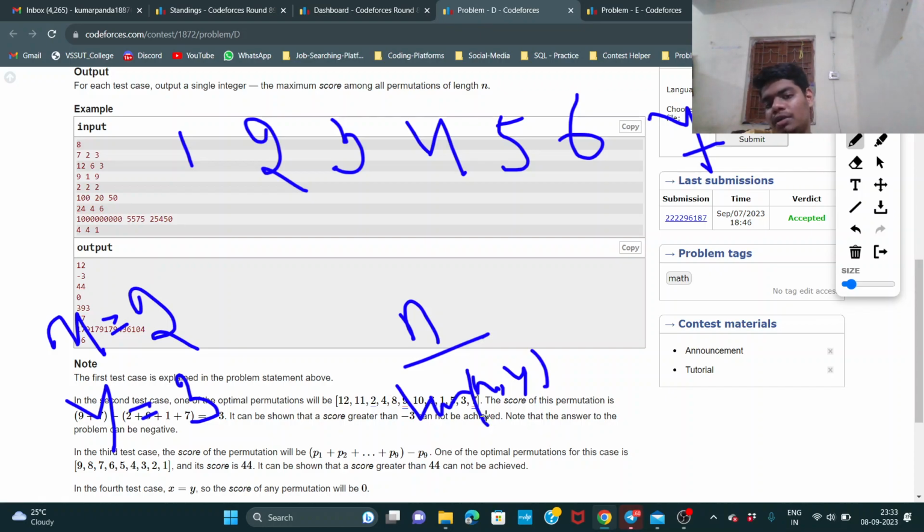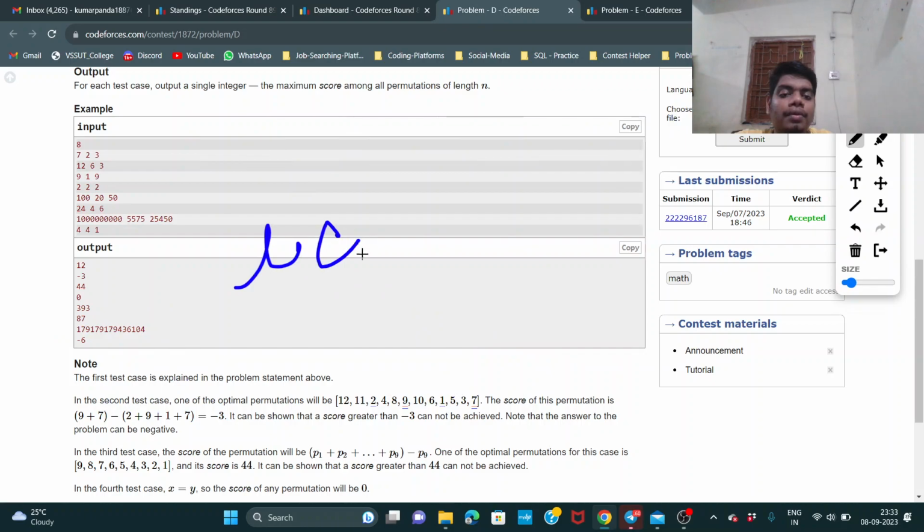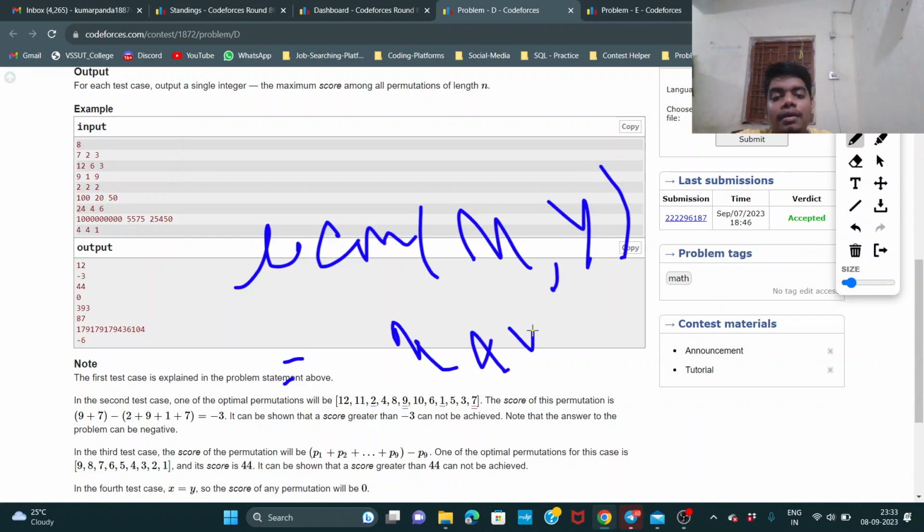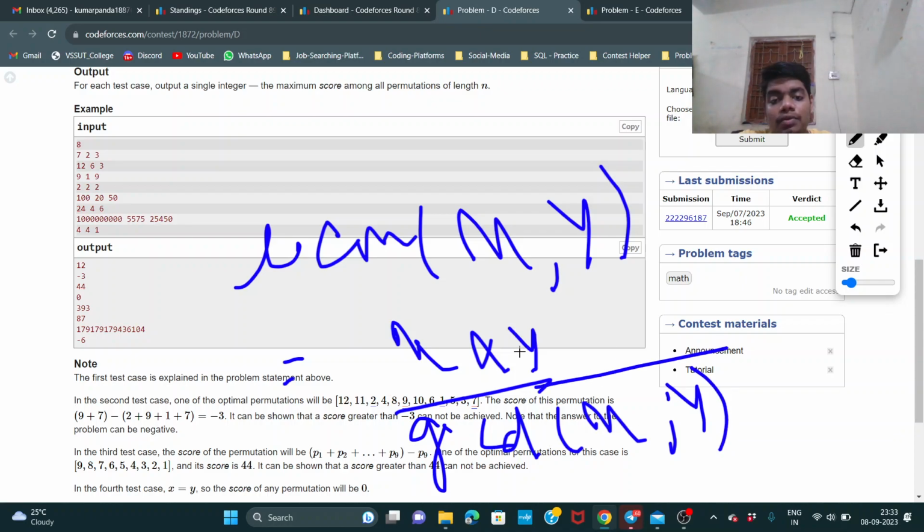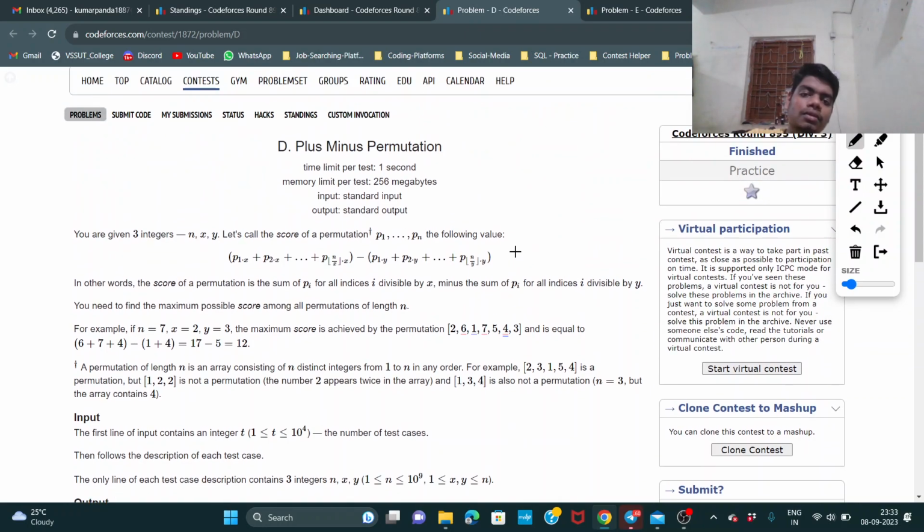and I consider that you guys are comfortable with finding the LCM, because LCM of x and y equal to what? We have a formula: LCM of x and y equals x times y divided by GCD of x and y. This is the relation between LCM and GCD of two numbers. So we can find the GCD using the Euclid algorithm, and then multiply and divide by it. Yeah, this is the whole solution.